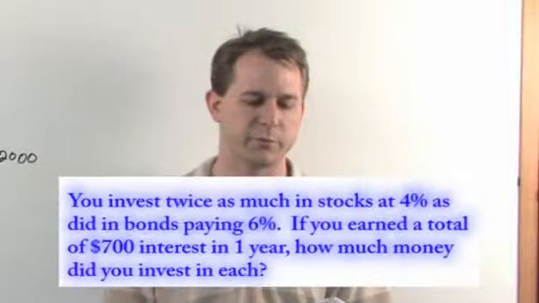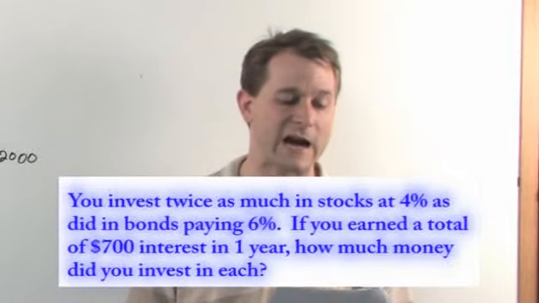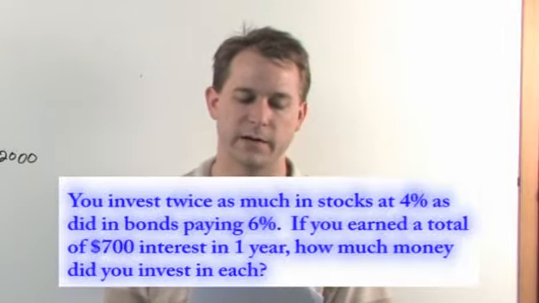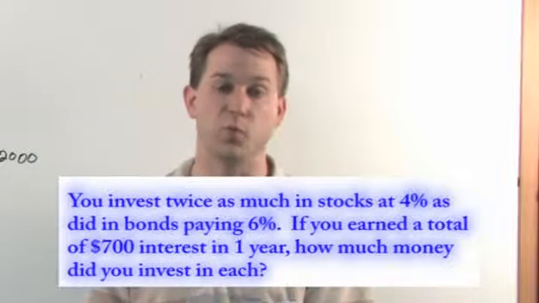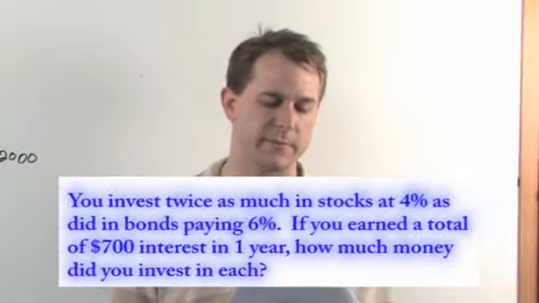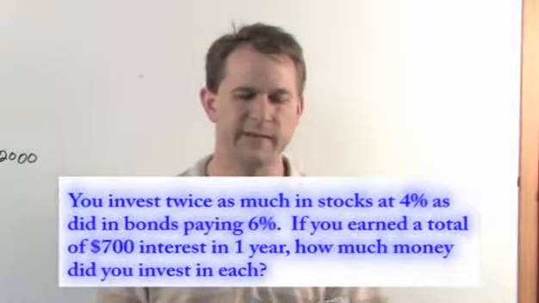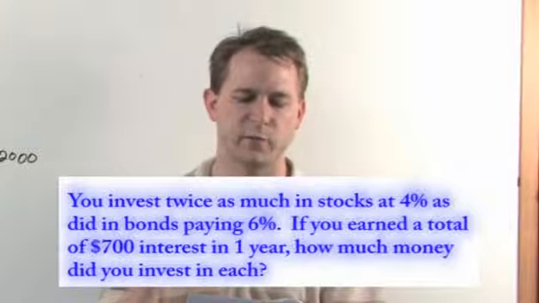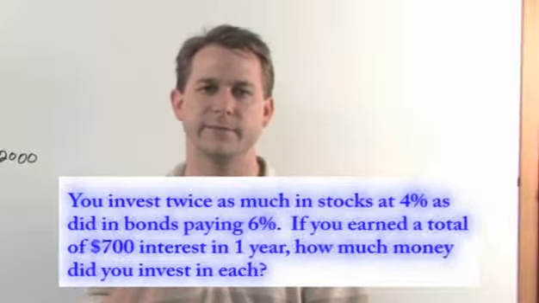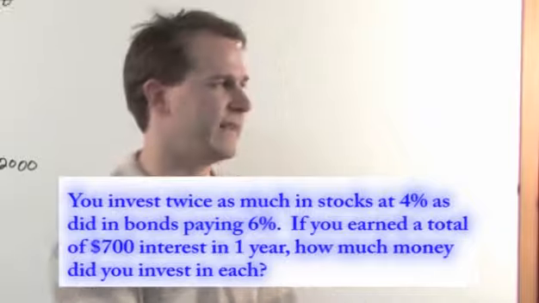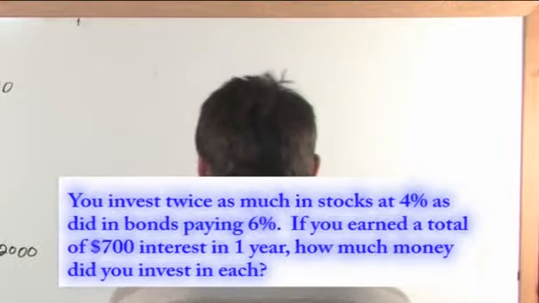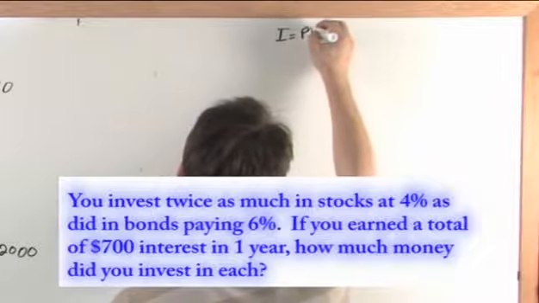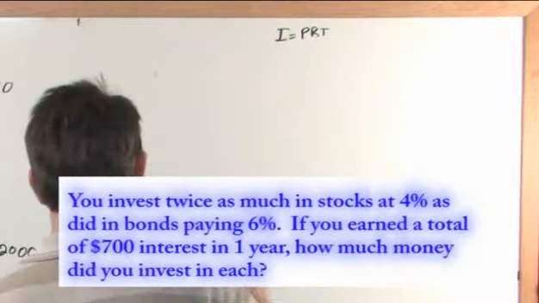You invest, this is the next problem, you invest twice as much in stocks at 4% as you did in bonds paying 6%. If you earned a total of $700 interest in 1 year, how much money did you invest in each? So this is very similar, except they have this one sentence at the top that says you invest twice as much in stocks at 4% as you did in bonds at 6%. So that's a little bit different than what we've had. But the same thing really applies. You have this interest is equal to this principal times this rate times this time. That's the big picture.